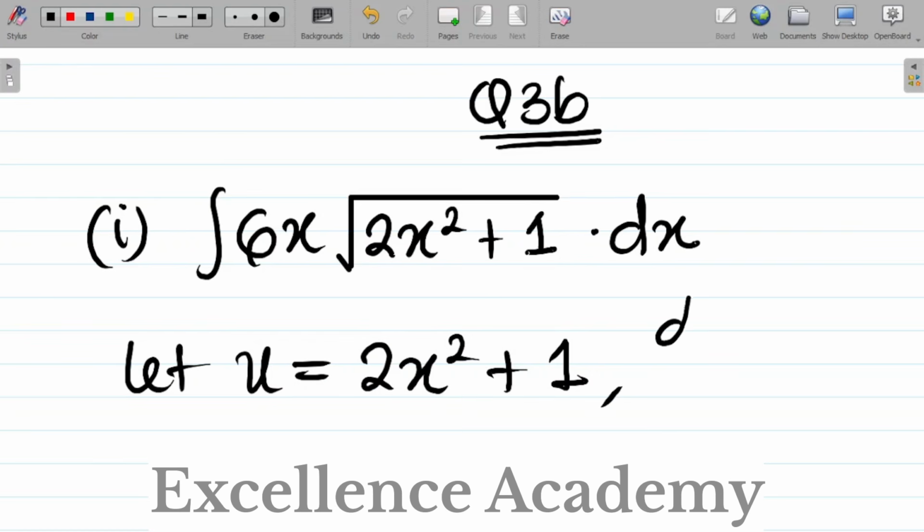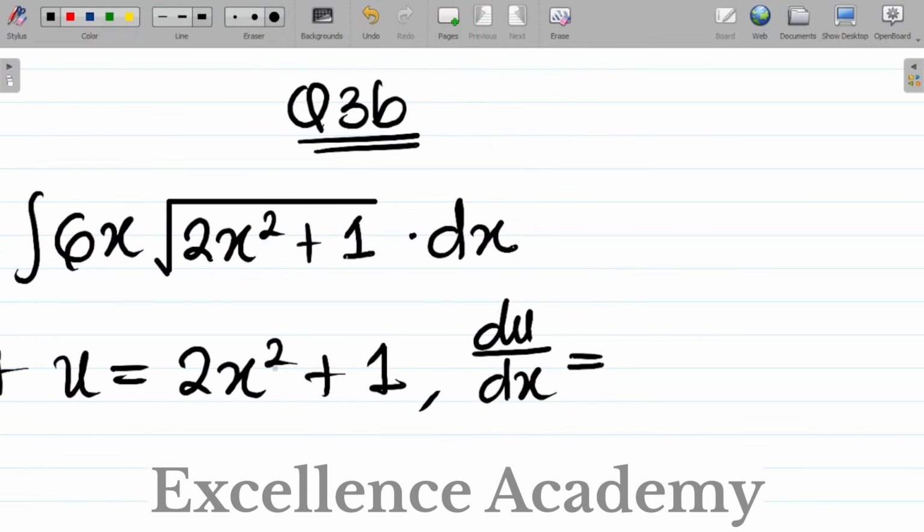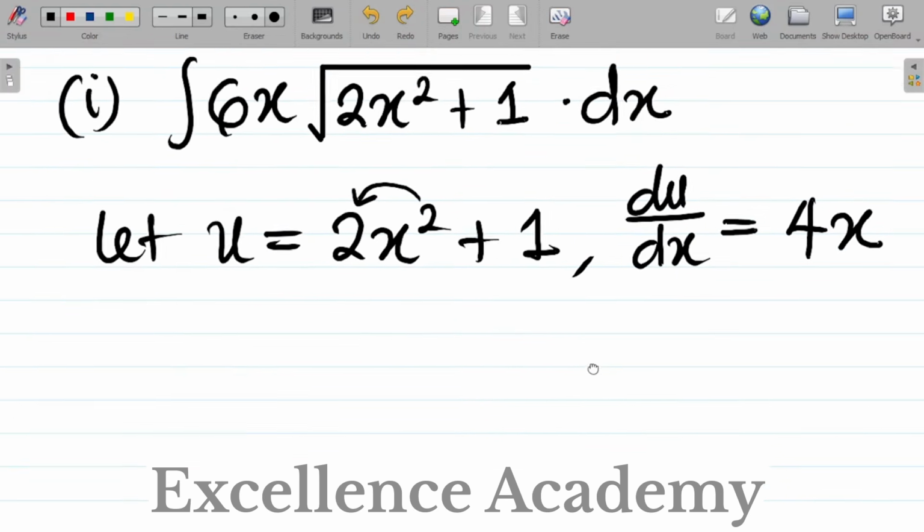Let's get du dx. To get du dx, I'll have to differentiate this. And in differentiating, du dx is equal to: multiply this one here, that becomes 2 times 2, which is 4x. Differentiating plus 1 gives you 0, it's a constant. So du dx is 4x. I have this as 4x.